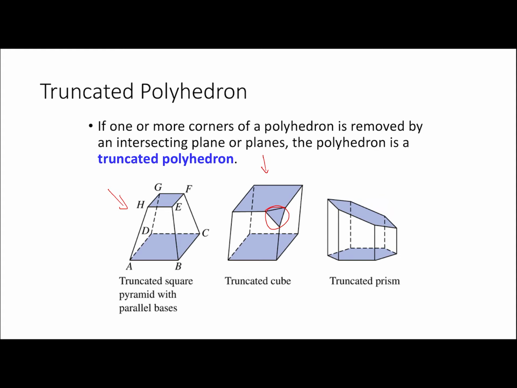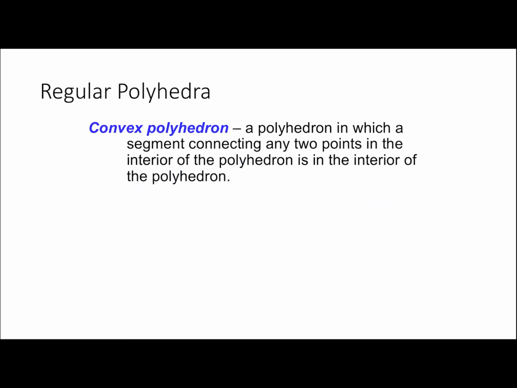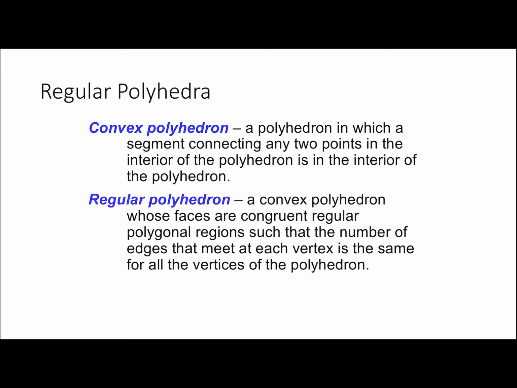And then you can see the prism there that has also been truncated where the top has been sliced. Again, at an angle, so it doesn't fit our definition of what a prism would be, where the top base is parallel to the bottom base, but it's because that top part has been cut off. And so when that happens, we consider it to be truncated.